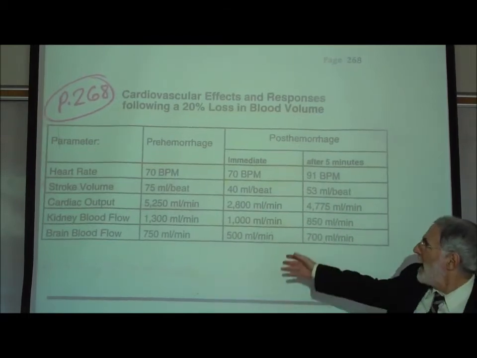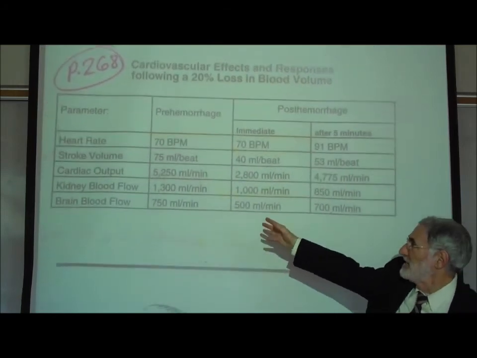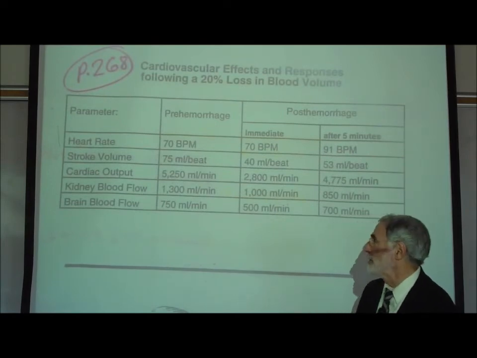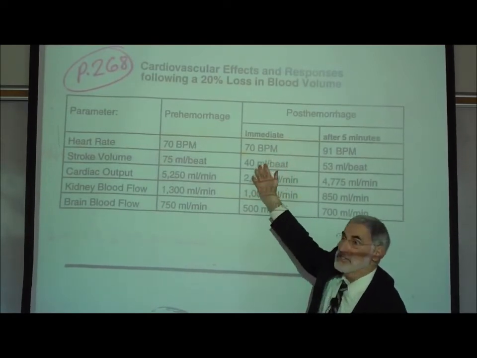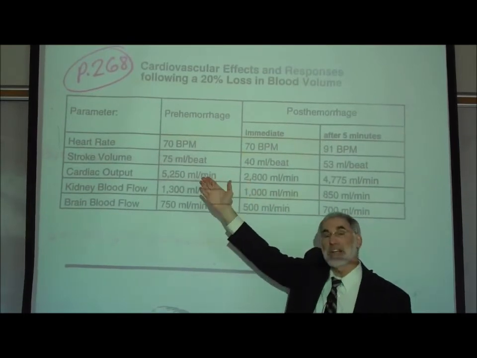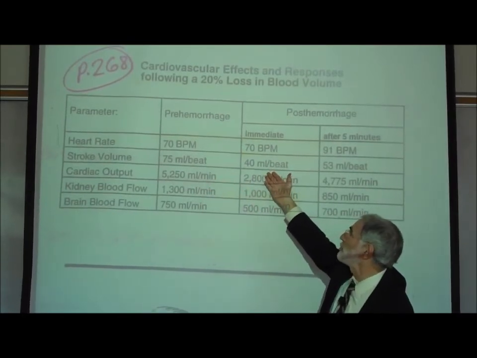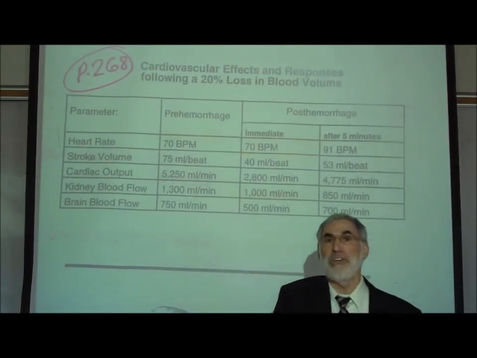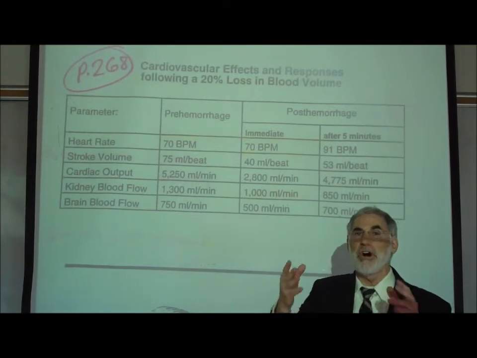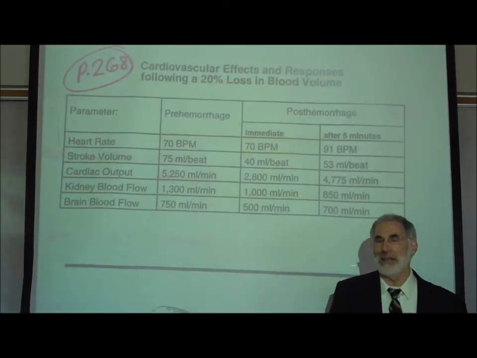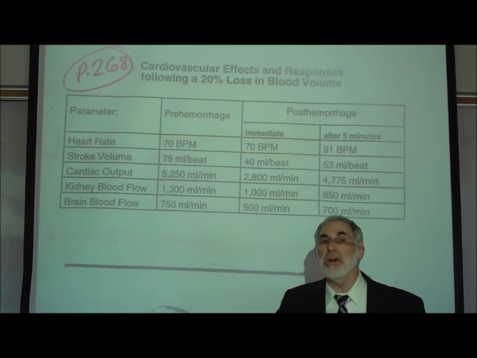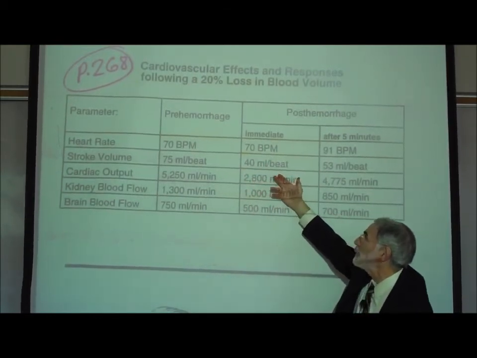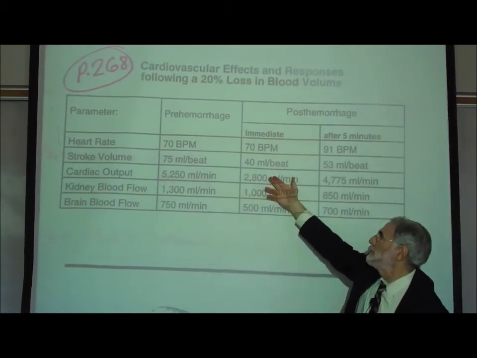They took a syringe and they immediately measured these very same conditions or parameters after that 20% blood volume loss. At this moment, the heart rate hasn't changed. It's still 70 beats a minute, but that drop in blood volume has caused a drop in the stroke volume. Why? Because removing that blood from a vein decreased venous return. All of a sudden, the heart is receiving significantly much less blood. If it receives less blood, it ejects less blood. So the stroke volume dropped almost by half, from 75 down to 40 milliliters per beat.